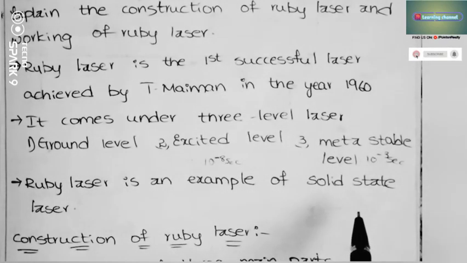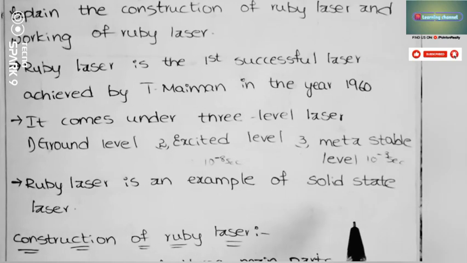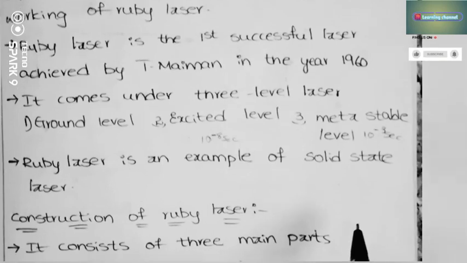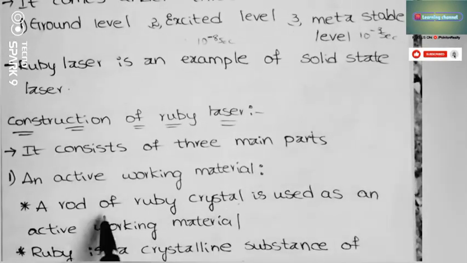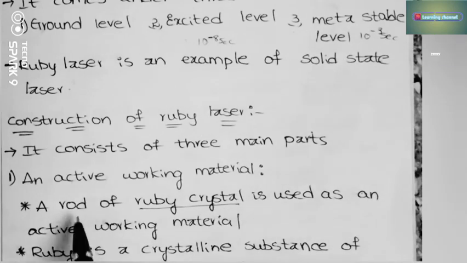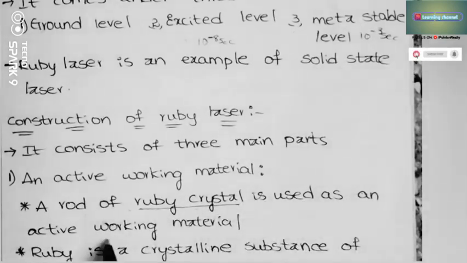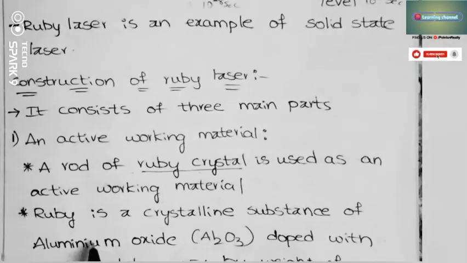To construct a Ruby laser, we have three main parts: one is the active medium, the resonant cavity, and the exciting system or the pumping system. The Ruby laser also has the active material or the active medium. The active working material is the ruby crystal itself, so a rod of ruby crystal is used as a working material.